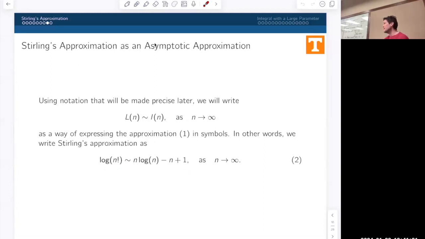You may not have seen it like this. You may have seen it directly as an approximation for n factorial, in which case you just take, if this is the natural logarithm, e of both sides, the exponential function of both sides. And that's the approximation that's sometimes given.